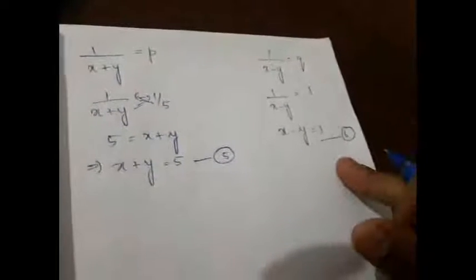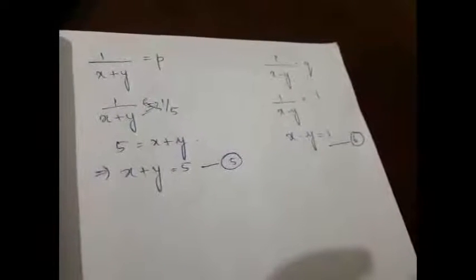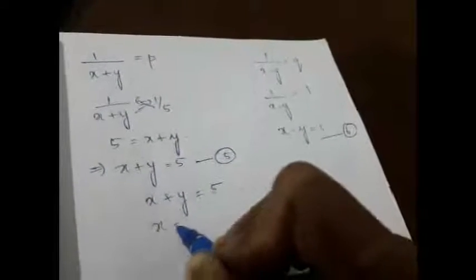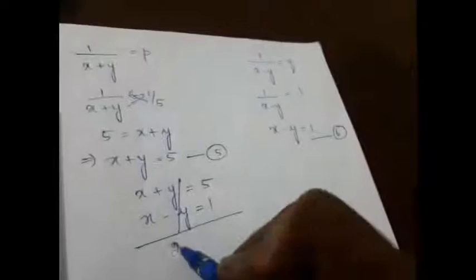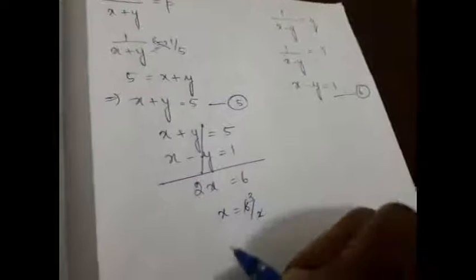Now, fifth and sixth, again you need to solve to get the value of x and y, because again it involves two variables. So, x plus y equals 5, x minus y equals 1. If you solve it, you can add. By simply adding you will get 2x equals 6. So, x equals 6 divided by 2. So, the value of x is 3.